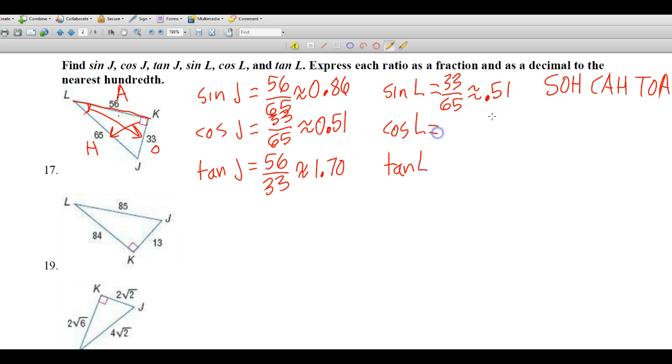And the cosine of L, cosine is adjacent over hypotenuse, so that would be 56 over 65, which we found earlier, 0.86. And the tangent of L, so opposite over adjacent, so that would be the reciprocal of the tangent of J. So opposite over adjacent would be 33 over 56. And 33 over 56 is approximately 0.59.